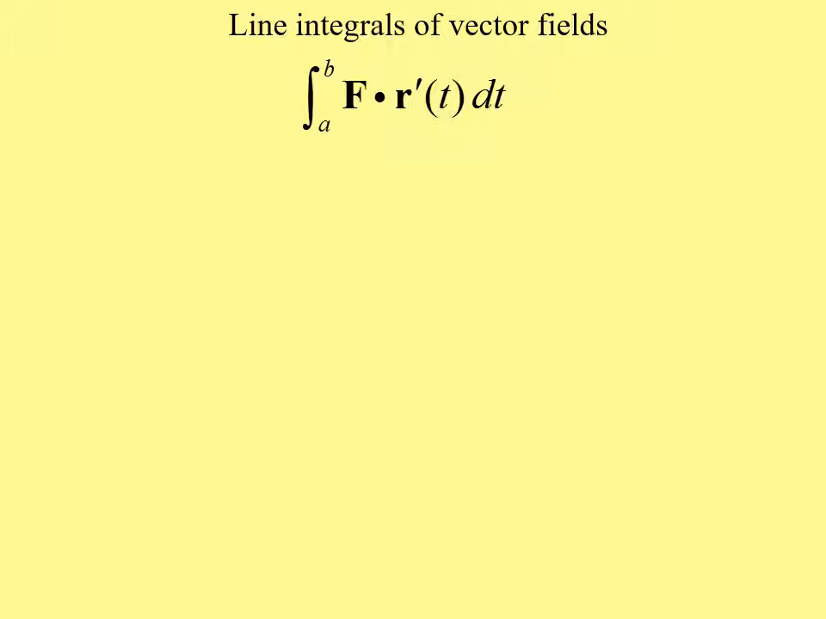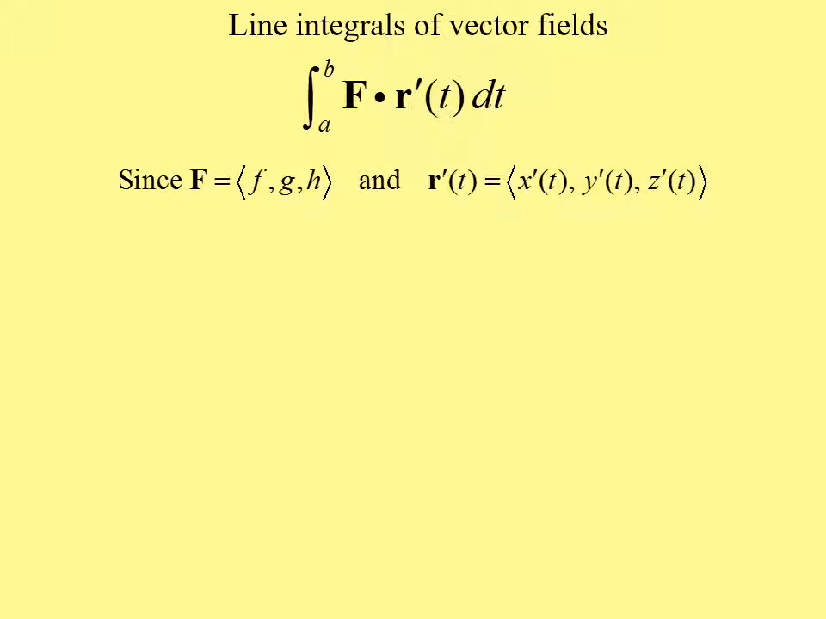However, another version of the line integral of a vector field that we oftentimes encounter is this. Now, we're going to use the vector f, g, h to represent our vector field, so the first, second, and third components. And again, if we only had two components, then it would be f and g instead of f, g, and h. And for the derivative of r, we're using x prime, y prime, and z prime.